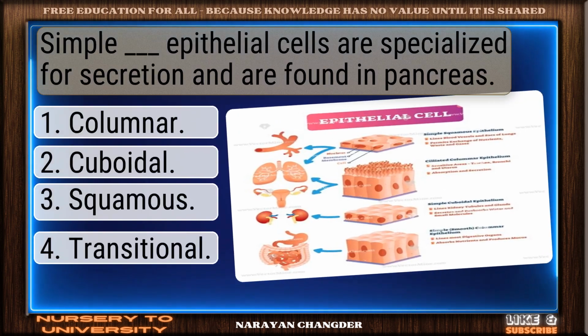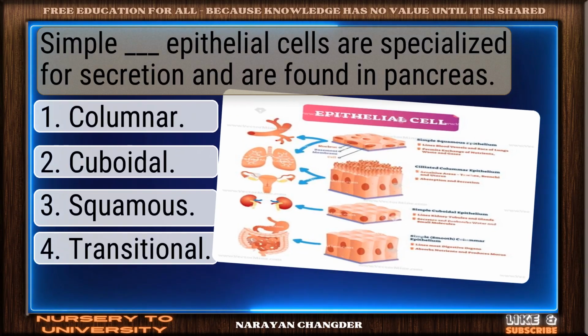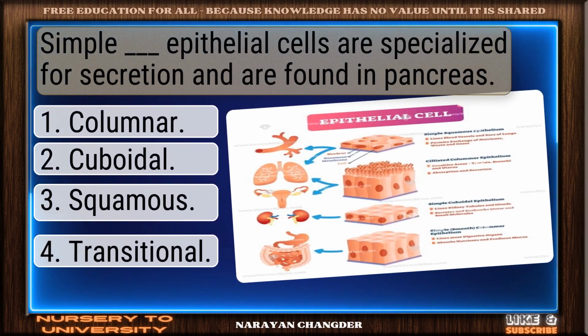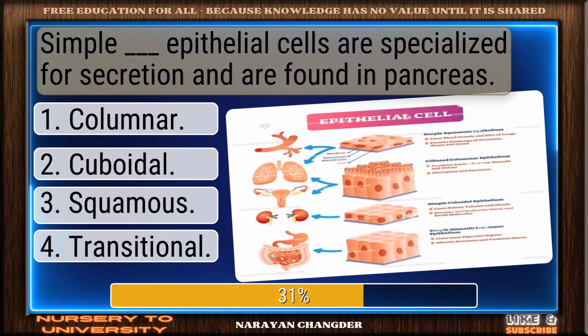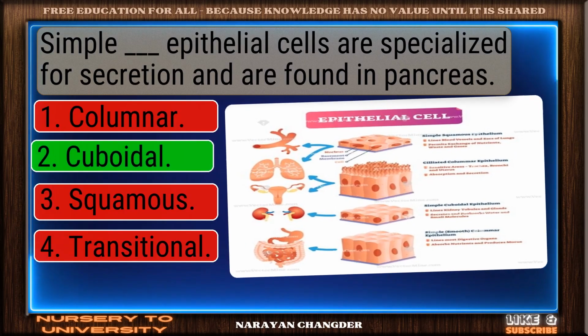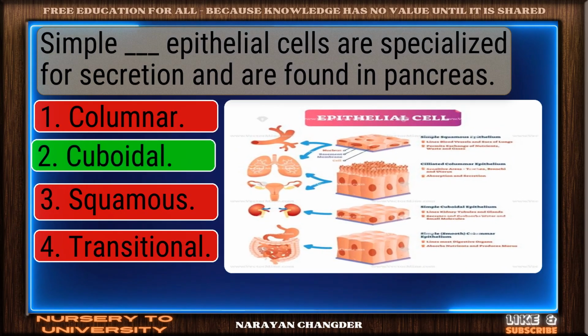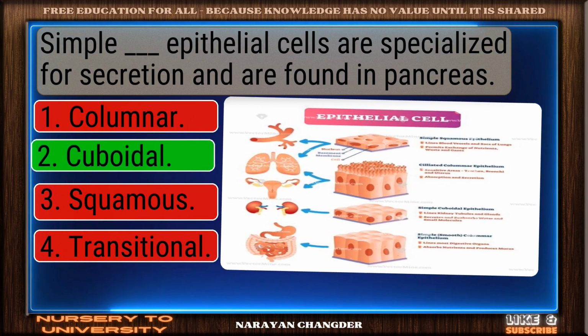Question number 24. Simple dash epithelial cells are specialized for secretion and are found in the pancreas. Well picked. Cuboidal is the correct answer.